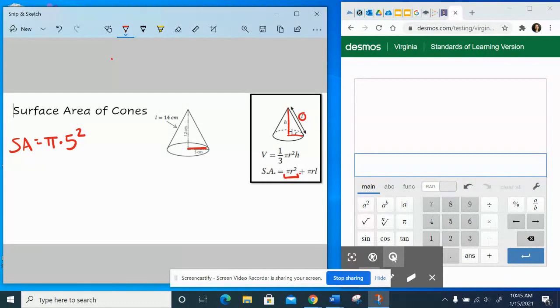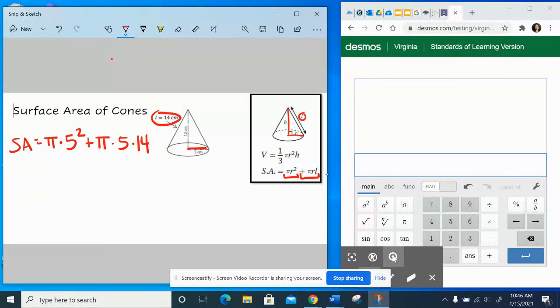The second part of our formula is plus pi times the radius again, which is 5, times the L, or our slant height. Now, if we look here, we don't want to use the 12. That is our regular height. We want to use the slant height, and it even says L equals 14 centimeters. So we're going to multiply that times 14.